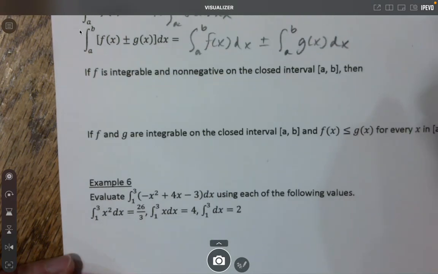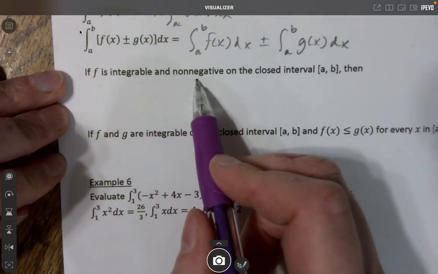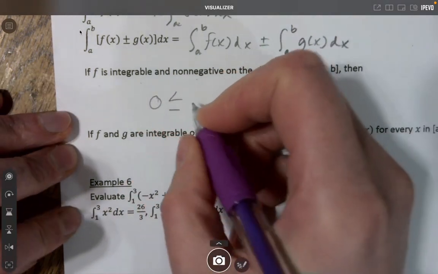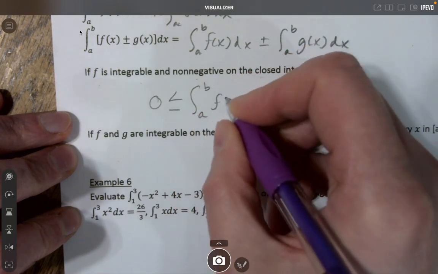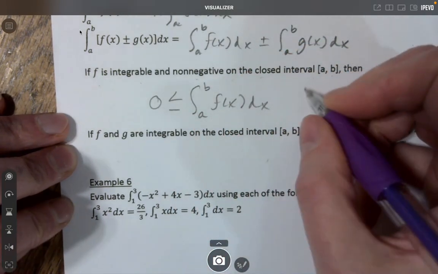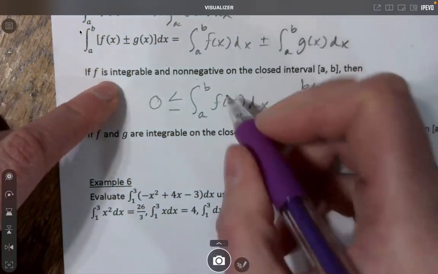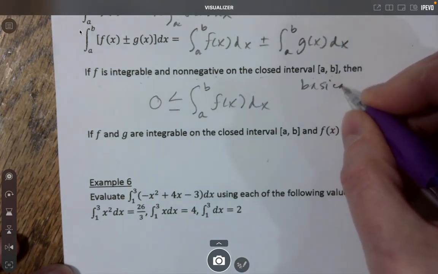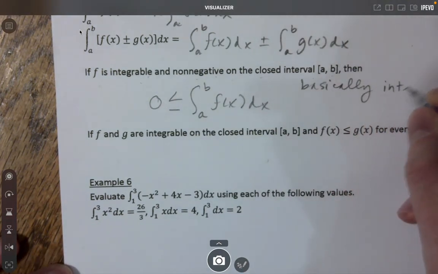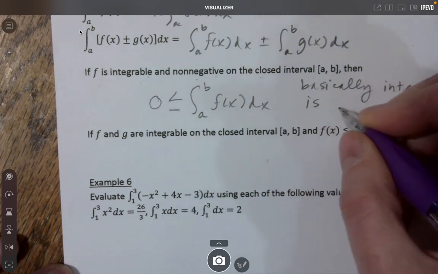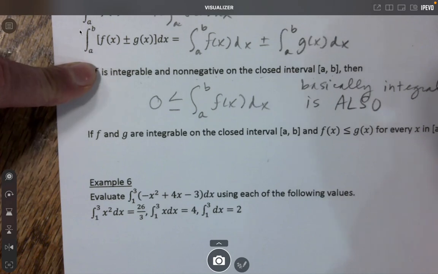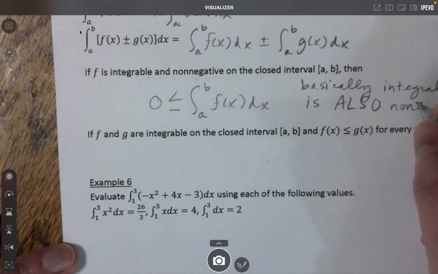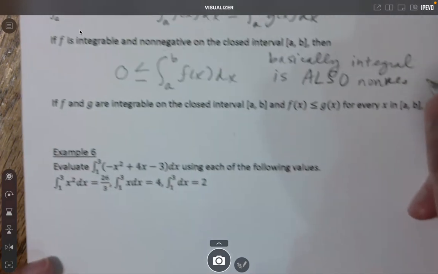Okay, so if f is integrable and non-negative on the closed interval from a to b, then 0 is going to be less than or equal to the integral from a to b of f of x dx. So basically, if f is integrable and non-negative, then the integral is also non-negative. If my function is non-negative, then my integral is also non-negative.